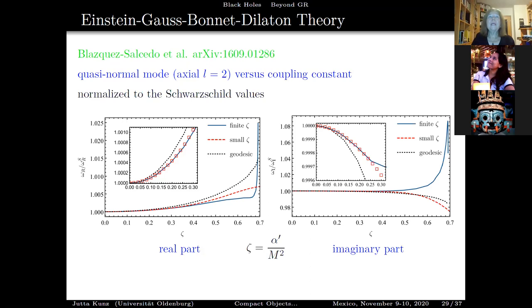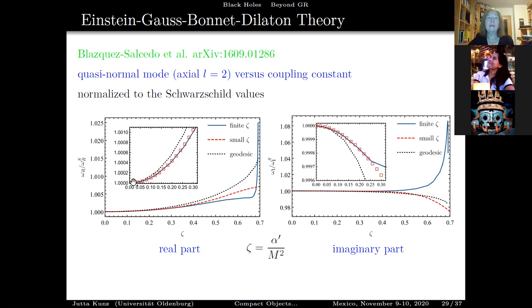So here we see, this is now done really only for the static solutions. The rotating solutions are still a challenge, but they will certainly be tackled, because they are most important. But this is quite a normal mode for just the static solutions. And what you see here is the frequency and the imaginary part of the eigenvalue, scaled with respect to the Schwarzschild values.